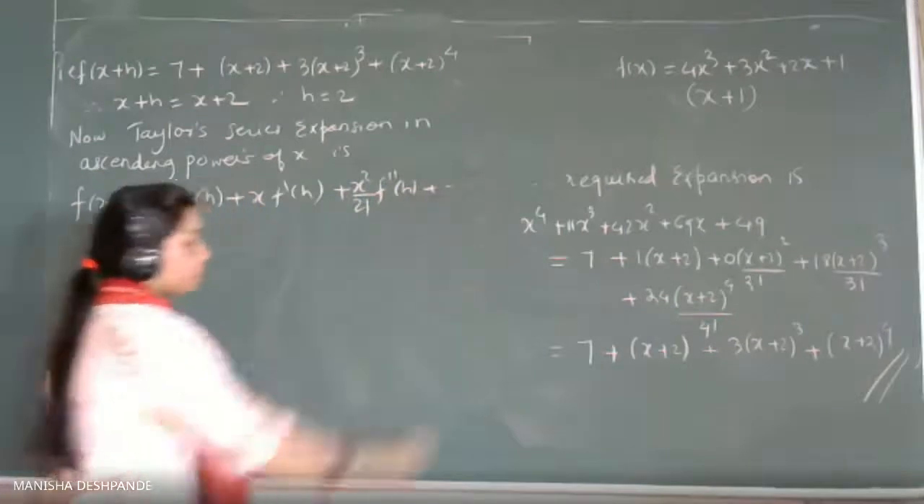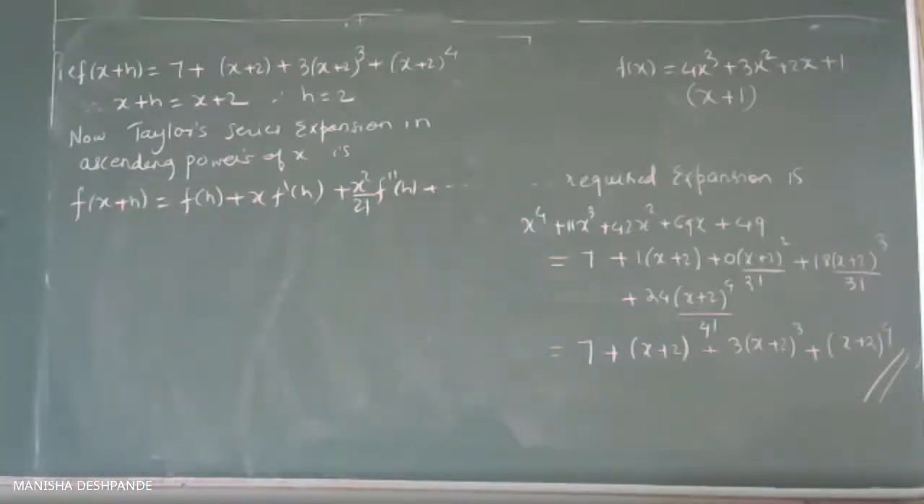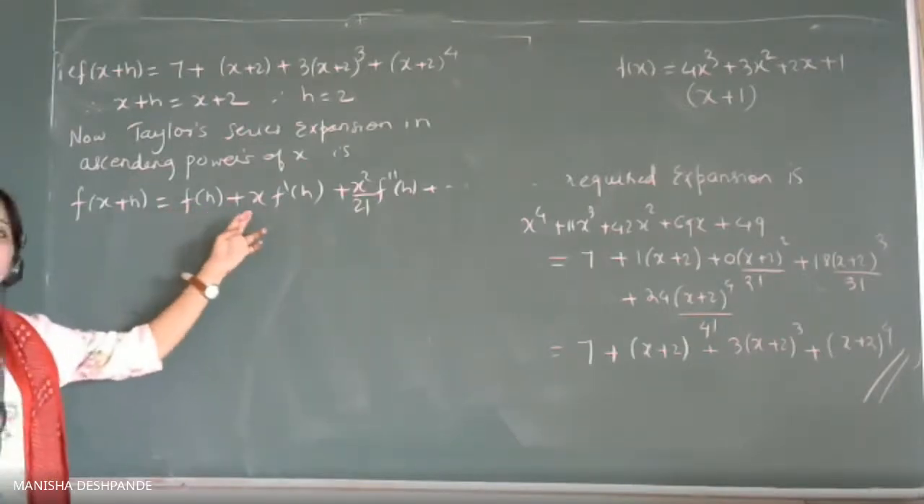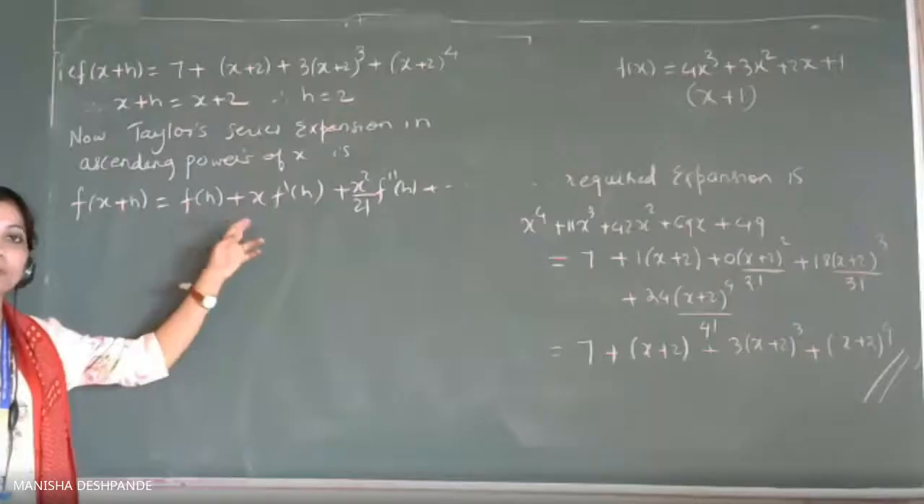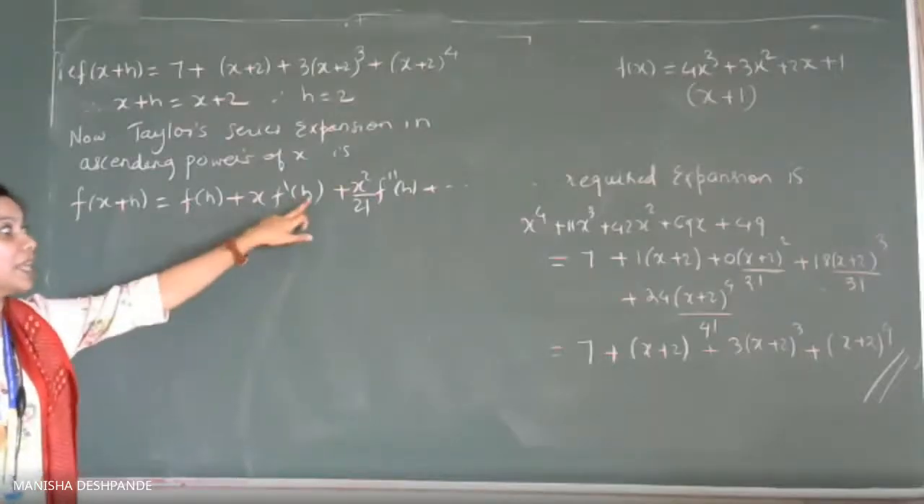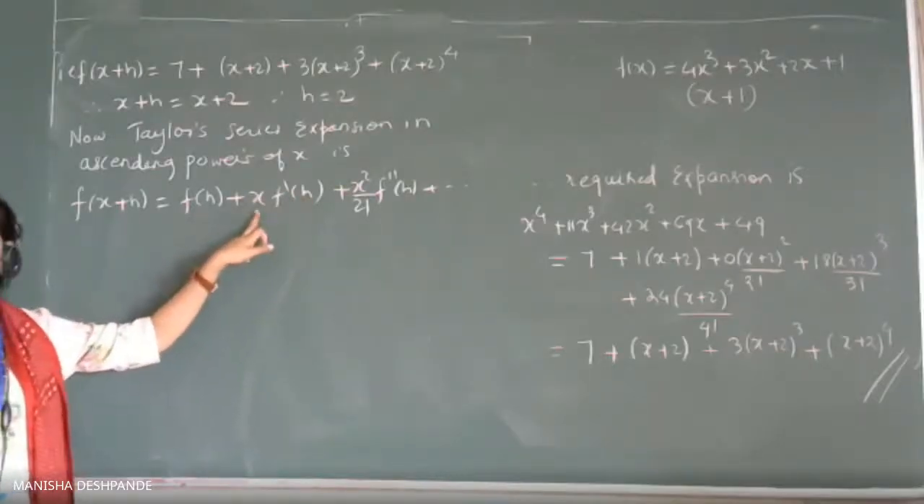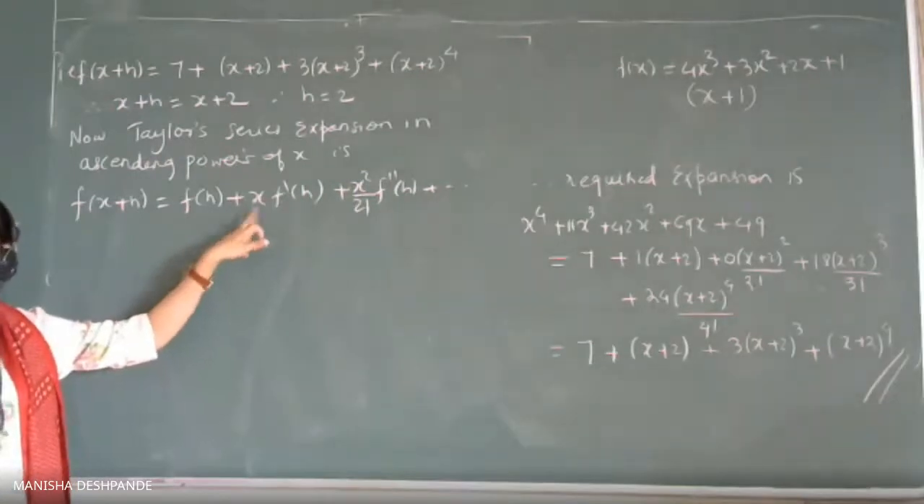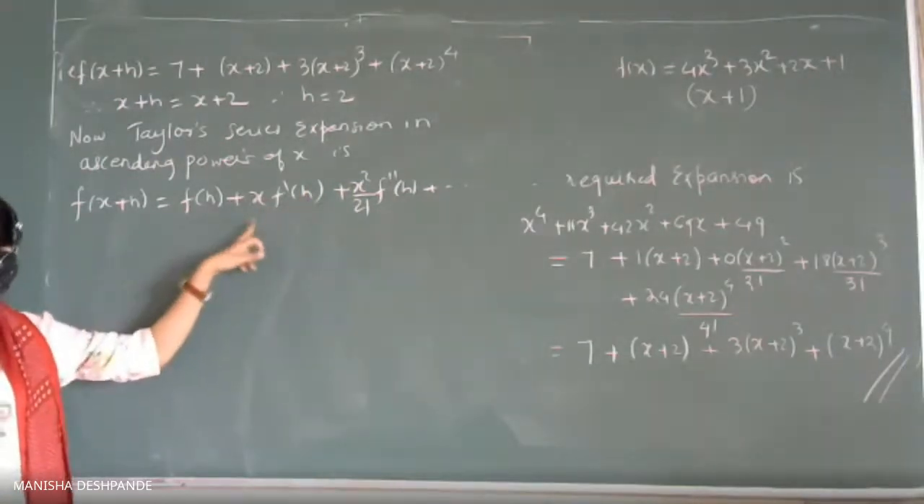I hope nobody has in mind the question why I have not used the formula f of x plus h is equal to f of x plus h f dash of x. I did not use that formula because I want the ascending powers of x. Had I taken x there, h would have come here. Do we want powers of h? No. I want the powers of x. So I will use this third formula. Okay? And now you go about it.